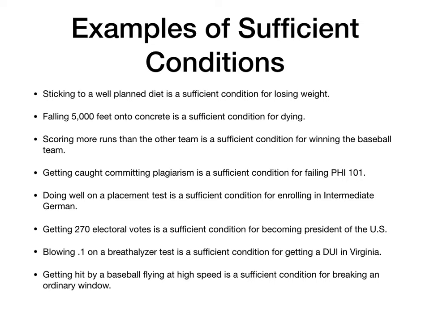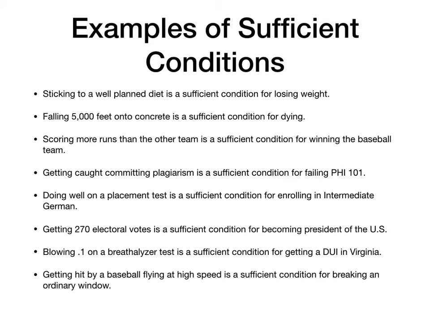With sufficient conditions, the sufficient condition is generally one way for the thing to happen or one way to qualify for the thing. It's not the only way, right? Getting 270 electoral votes is sufficient for becoming president. It's not the only way, right? If you are vice president and the president dies, that is another way to become president.